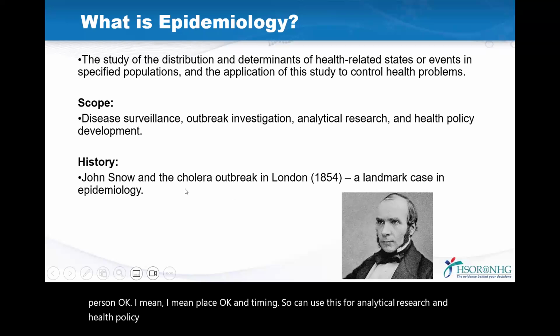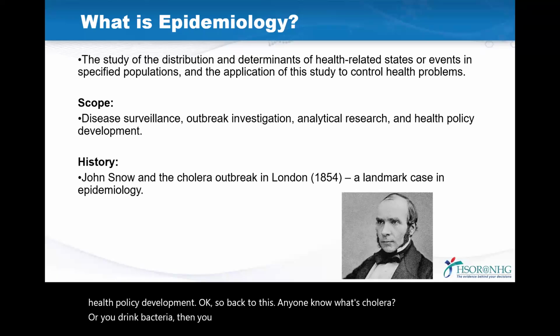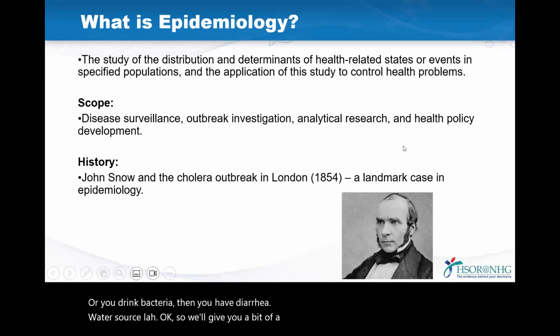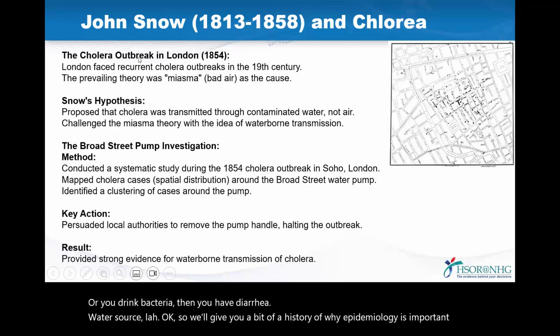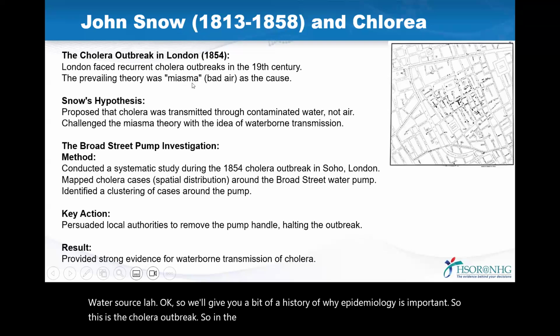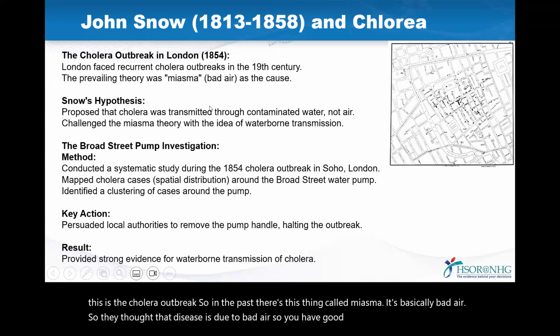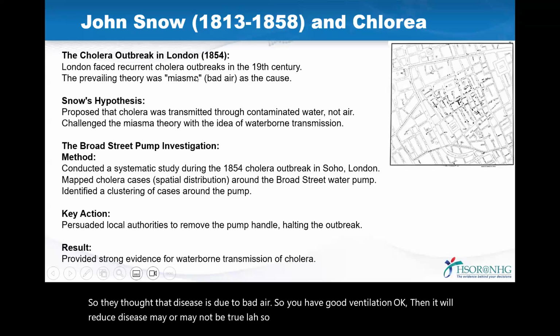Okay, back to this. Anyone know what cholera is? You drink bacteria, then you get diarrhea. It's from a contaminated water source. We'll give you a bit of history of why epidemiology is important. This is the cholera outbreak. In the past, there was a thing called miasma, basically bad air. They thought that disease was due to bad air, so if you had good ventilation, it would reduce disease. May or may not be true, but that was the prevailing theory. Then Jon Snow had a hypothesis.